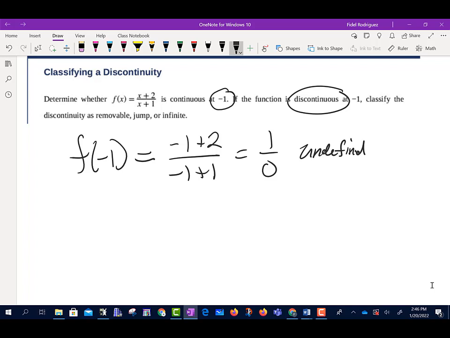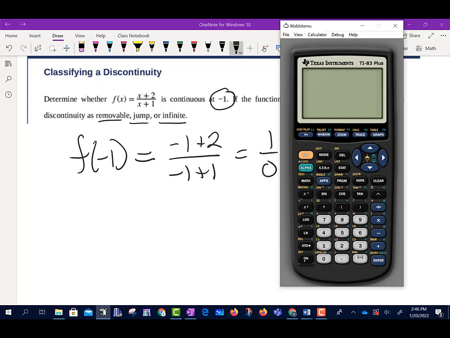We're trying to determine, is it removable, is it a jump, or is it an infinite? So a couple of ways we can do this, right? We already know it's undefined. The first thing I'm going to do here, y'all, let me get my calculator going. Let me clear this out. I'm going to go to my y equals. I'm going to leave the other ones there. I'm just going to enter in this new one. So this is going to be x plus 2. I'm actually going to put this in parentheses because it's a whole expression, right? Divided by x plus 1. There we go. Enter that in.